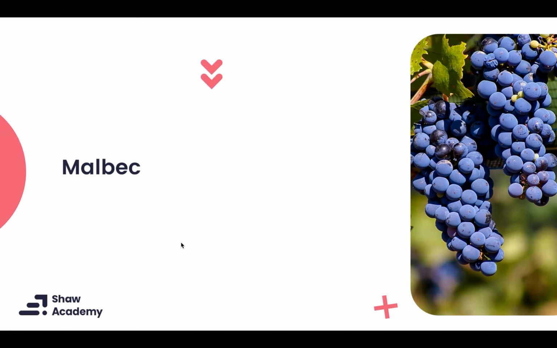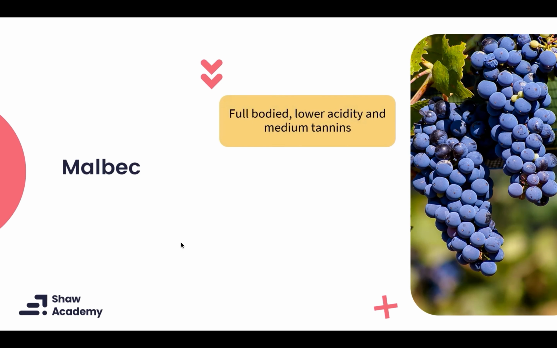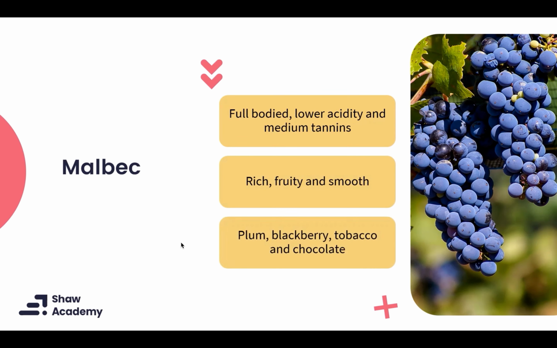Last but definitely not least, we have Malbec. If you like chocolate, then this grape variety is for you. Malbec is a full-bodied wine with a lower acidity and a medium tannin structure. This variety is very rich and fruity and smooth and has primary characteristics of plum, blackberry, tobacco, and chocolate or cocoa. Because Malbec is so smooth and highly fruity, it does not need to have as much oak aging when compared to a variety like Petit Verdot. Malbec works very well in the Bordeaux blend as it brings fullness to the mid-palate and loads of fruit.